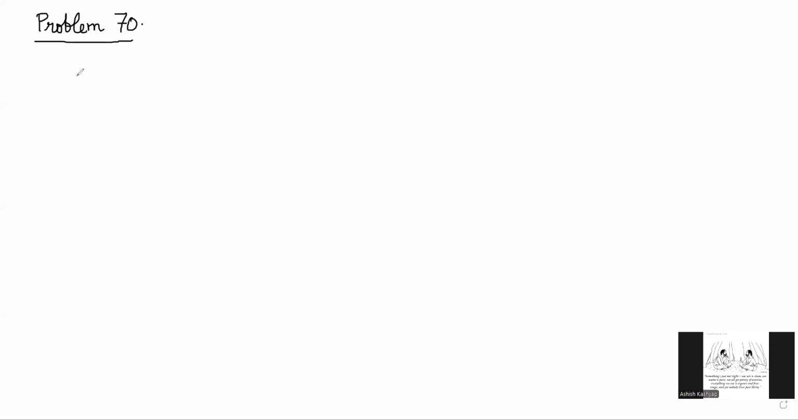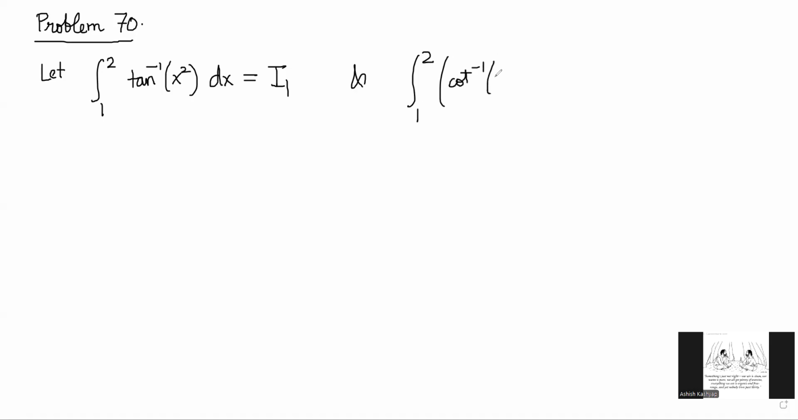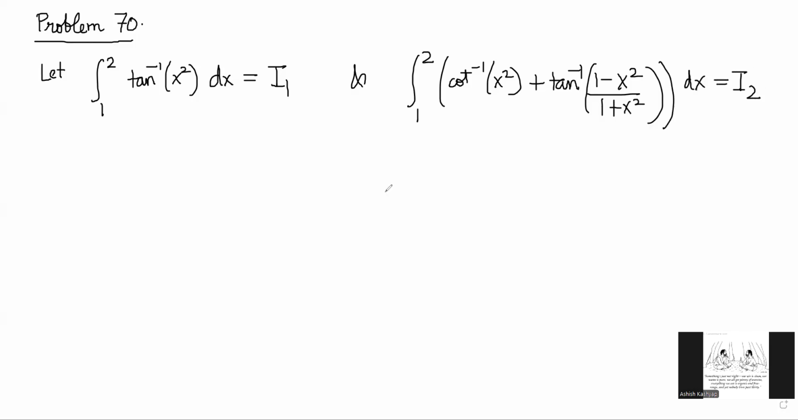Hi, in this video, we are going to look at a slightly difficult integration problem. It says, let the integral from 1 to 2 of tan inverse of x square dx be equal to I1. And let the integral from 1 to 2 of cot inverse x square plus tan inverse of (1 minus x square) by (1 plus x square) dx be I2.